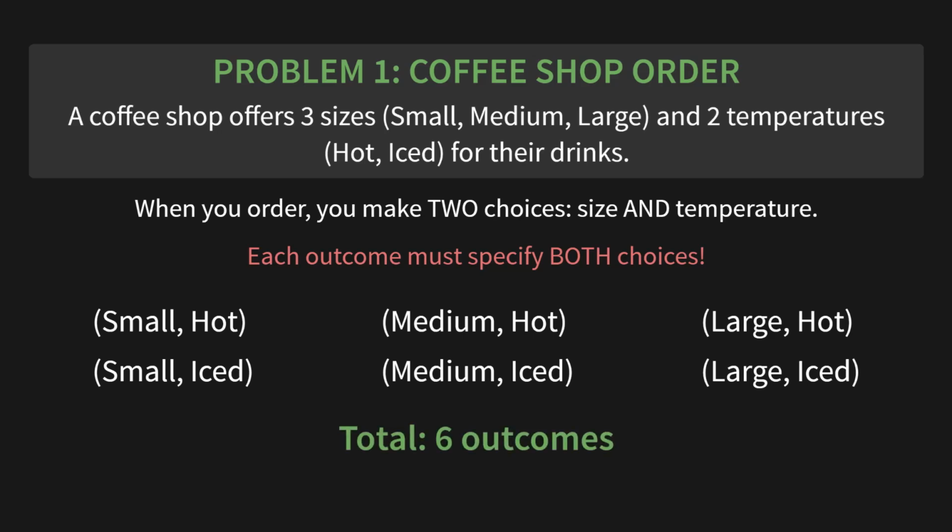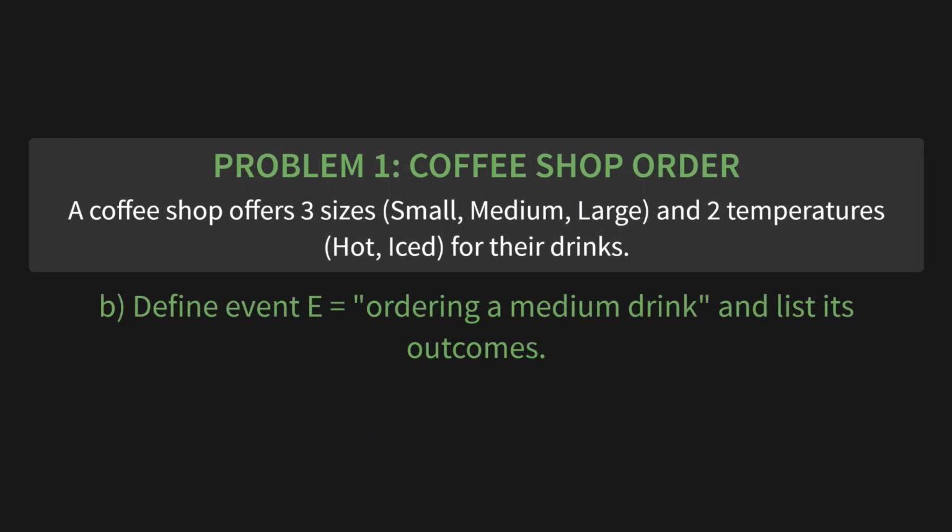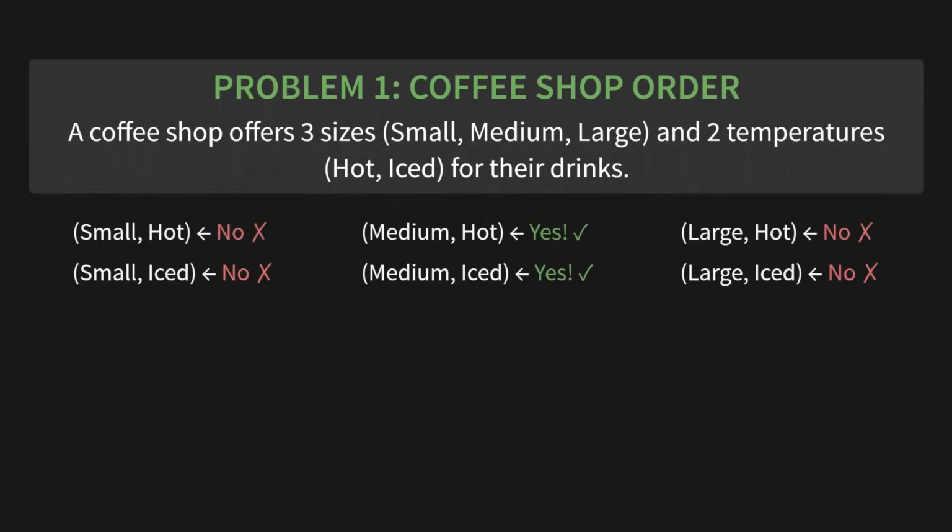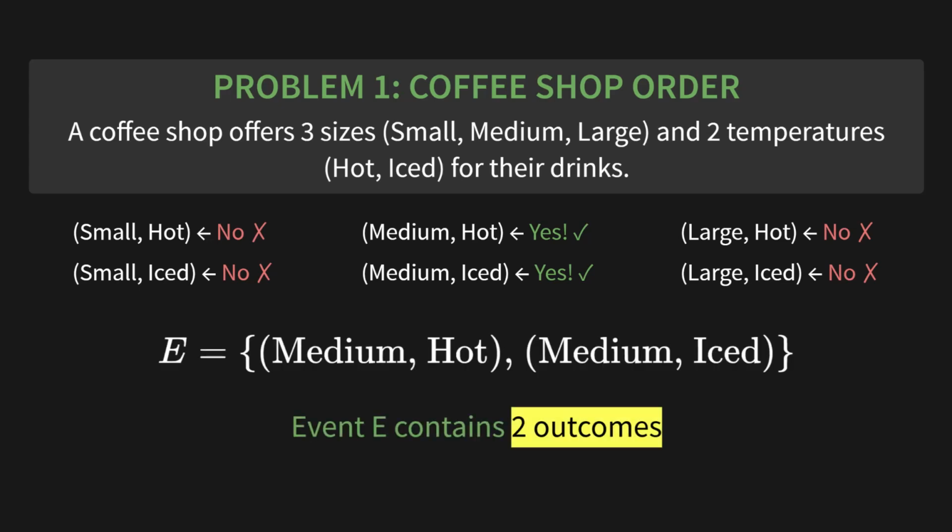Here's our complete sample space. 6 total outcomes, every possible combination of size and temperature. Now, let's define the event E equals ordering a medium drink and list its outcomes. So, what exactly is event E? It's any order that involves a medium drink, regardless of temperature. Looking at our sample space, we can quickly spot which outcomes belong to event E. Remember, we only care about the size being medium. So, E equals medium hot, medium iced. Just those 2.